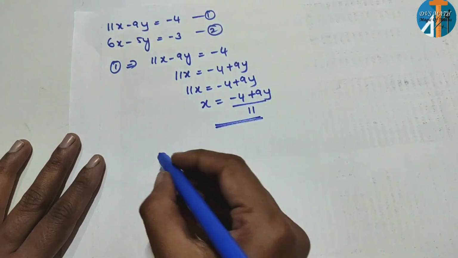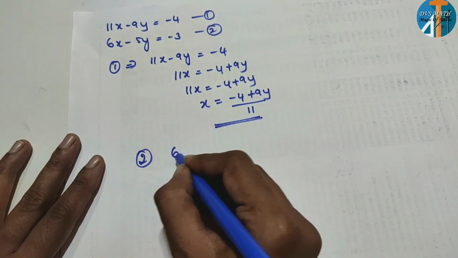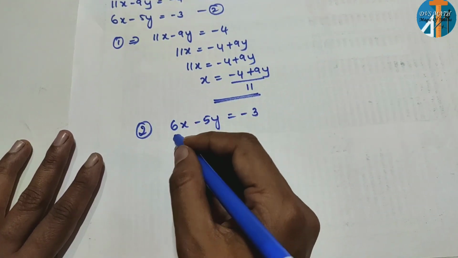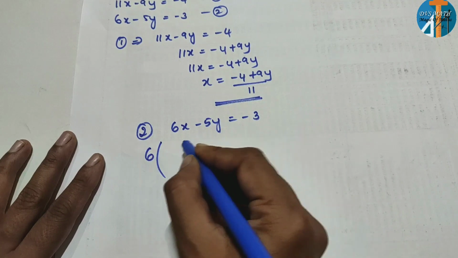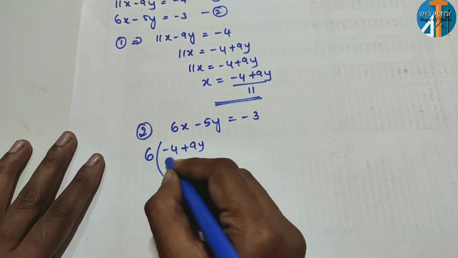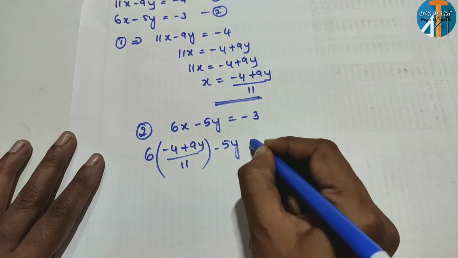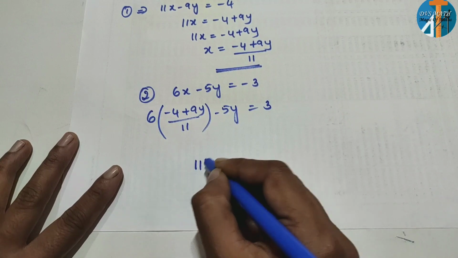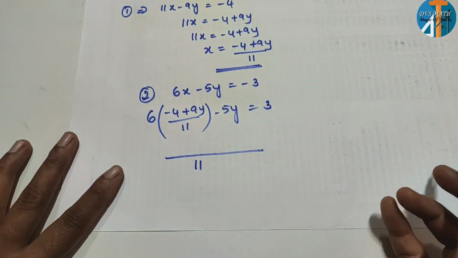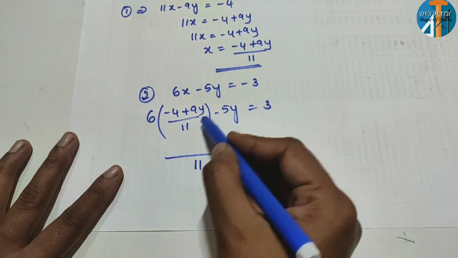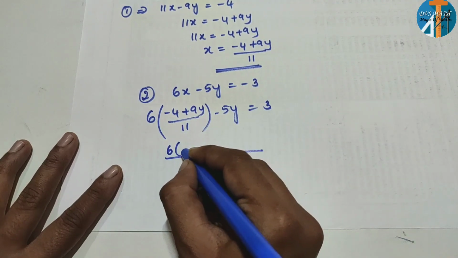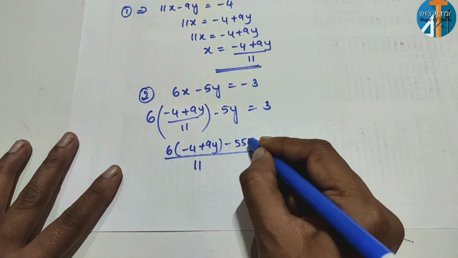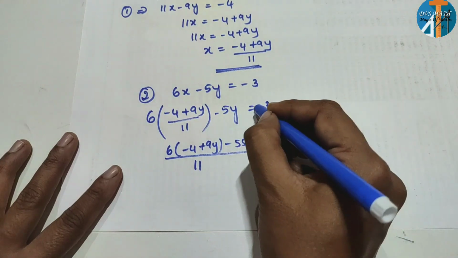Now let us take equation 2. If I consider equation 2, that is 6x minus 5y is equal to minus 3. Now let us substitute the x value as we did in previous problems, the same thing: 6 times minus 4 plus 9y by 11 minus 5y is equal to minus 3. Again taking LCM. LCM will be 11 only. Listen carefully, observe carefully. Here the 11 cancels, so the remaining will be as it is, minus 4 plus 9y minus 11 5s are 55. For the second one you have to multiply, is equal to minus 3.